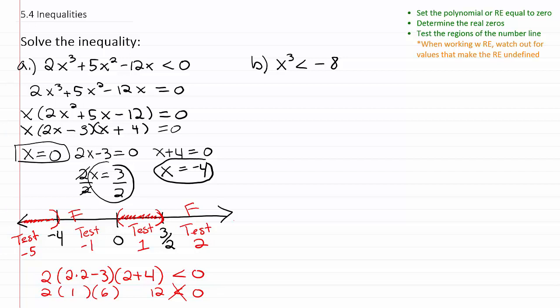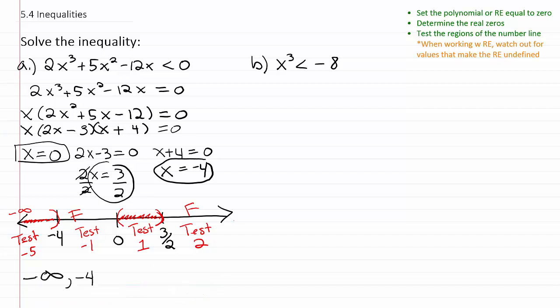So our answer basically goes from negative infinity up to negative 4, and then goes from 0 to 1.5. So let's write out our solution that way. From negative infinity up to negative 4, round parenthesis at negative 4, always round the infinity, union, starting at 0 again and going up to 3/2, rounding off 3/2, and that's our solution. So it's a union of those two sets, or those two pieces of the number line.